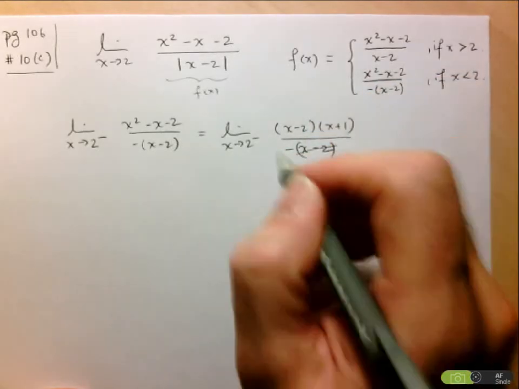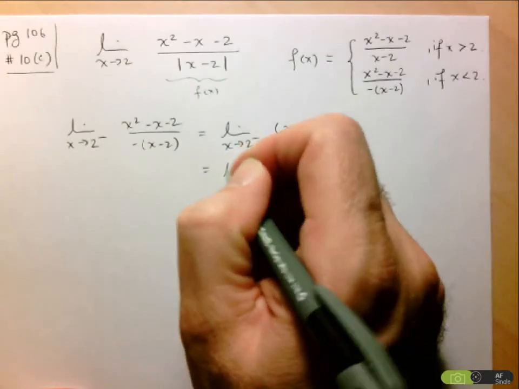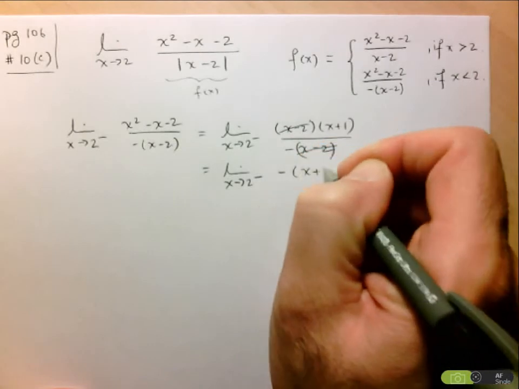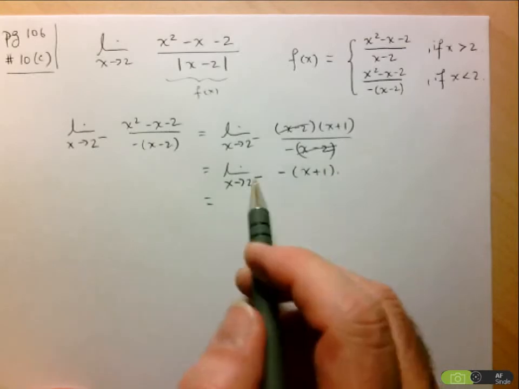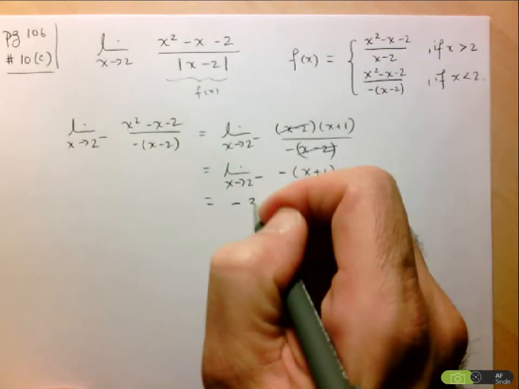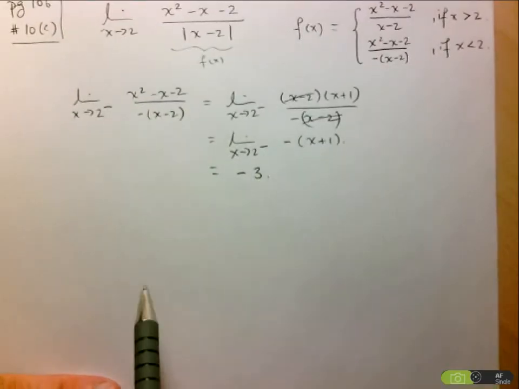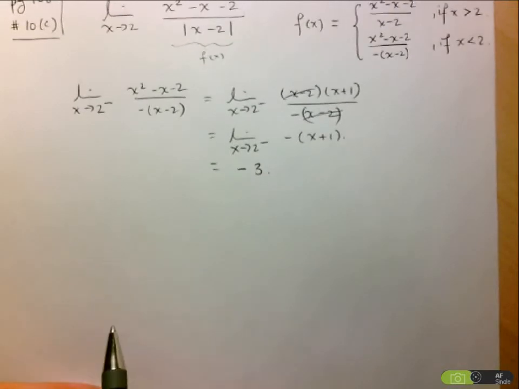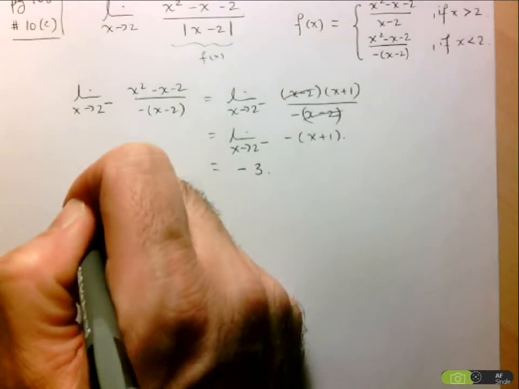And as we hoped, this limit will exist, because this is equivalent to the limit as x approaches 2 from the left of negative (x plus 1). And this is continuous at 2, so we can just input the function value. Negative (2 plus 1) is negative 3. So this means that the left-handed limit does exist. That's step 1. Now we need to see if the right-handed limit exists and make sure that it's equal to the left-handed limit.